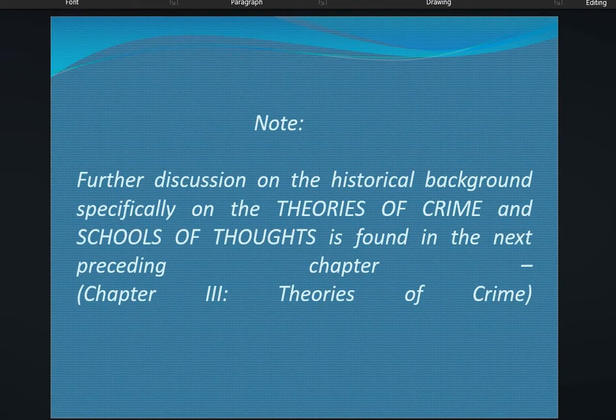Okay, so there are a lot of discussions, particularly in the schools of thought, that will be discussed also in the subject of theories in crime causation. Okay, so this will be the part 3 of our discussion. So if you have questions, again, you take down notes of your questions, and then we will discuss later.